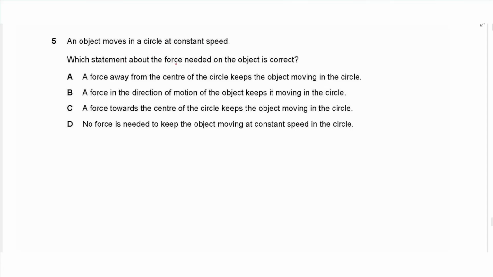Question 5 says an object moves in a circle at constant speed. Which statement about the force needed on the object is correct? If we are moving in a circle, there is a change in direction, which means there is a change in velocity. So a centripetal force is needed. A force away from the center? No, it is towards the center. A force in the direction of motion? Again, no. A force towards the center? Yes. That keeps the object moving in a circle. No force is needed? No, because there is an acceleration, so there must be a resultant force. So the answer is C.